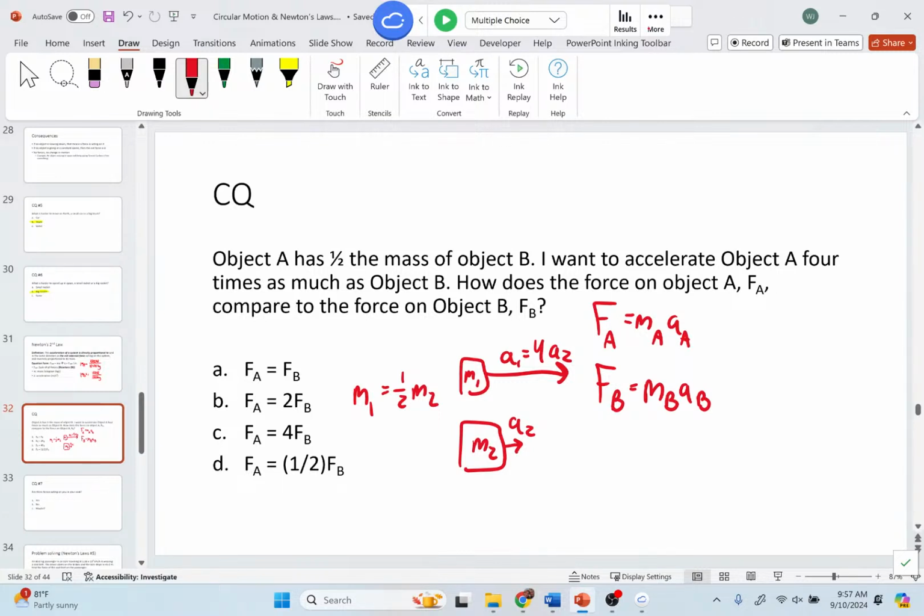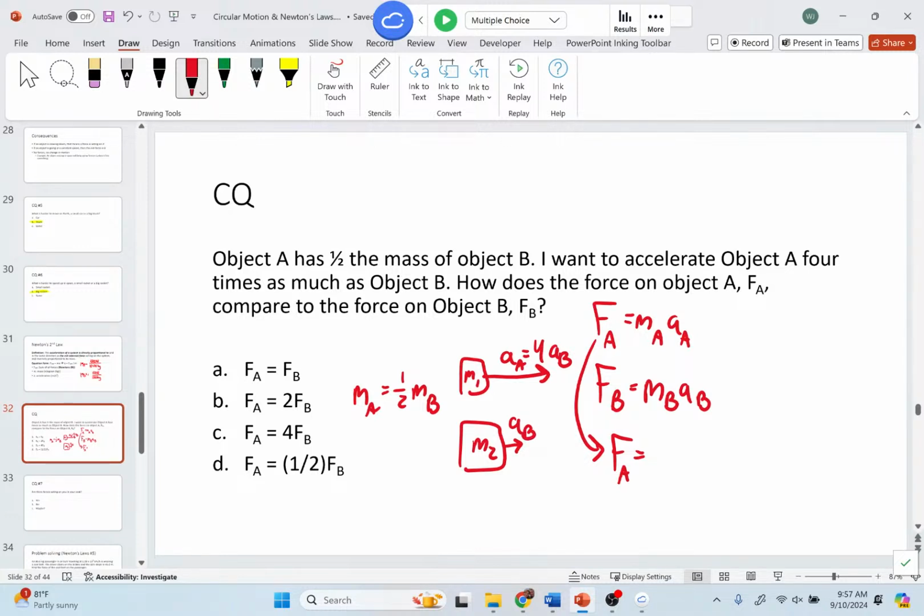All right, now, how is this helpful? What's the point of this? We want to find how the force on object A compares to the force on object B. So we're going to take this equation, FA, and instead of MA, we're going to use the relationships I wrote here. We're going to plug them straight into the equation. I'm putting the A's next to them so it matches the notation I used here. We're going to write all these variables, AA in terms of AB, MA in terms of MB.